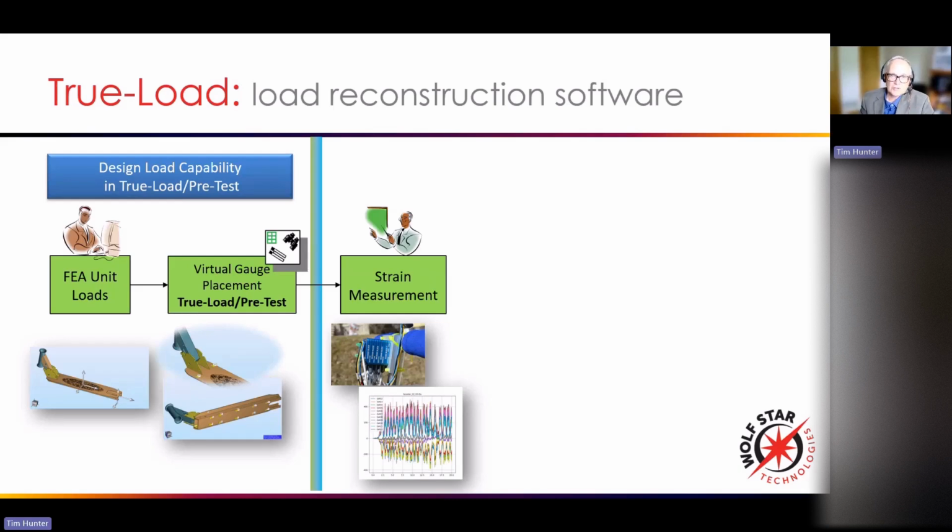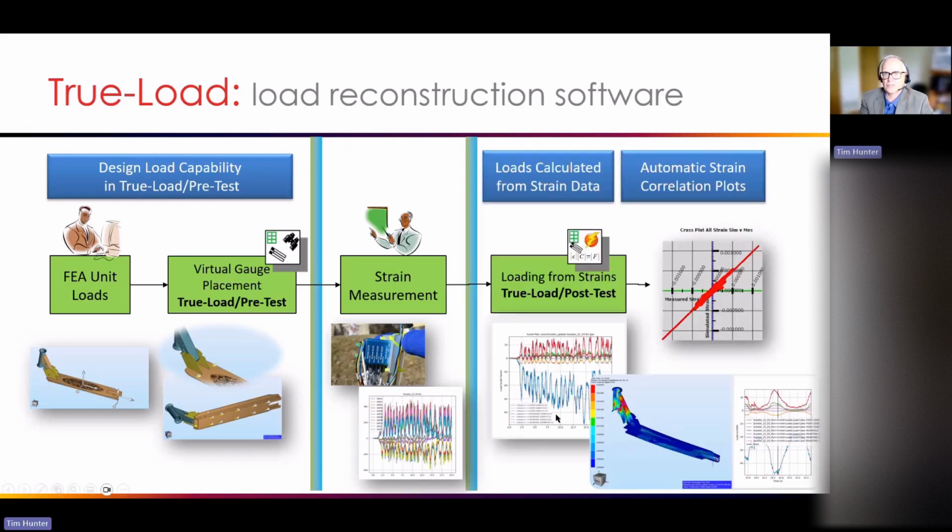And then once we've collected that strain data, the whole point of the exercise now is to calculate loads. So now we've calculated these loads with the TrueLoad post-test software, and our software automatically goes back inside of the FEA model and pulls out simulated strains at these strain gauge locations. And then we plot simulated strain on the vertical axis and measured strain on the horizontal axis for all the gauges. And what we get are these nice one-to-one correlation lines.